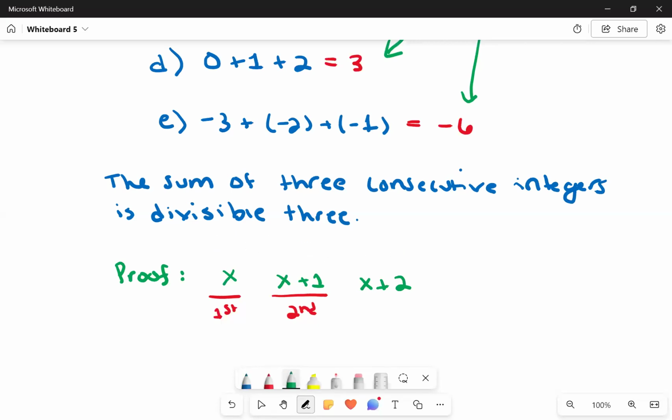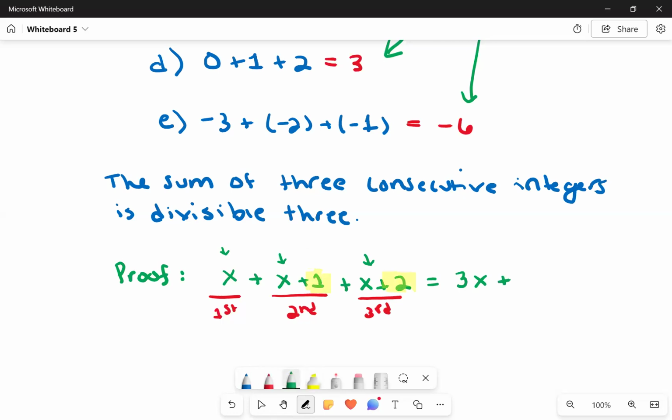And look what happens if we add them up. Again, this is going to use just a little bit of algebra. Sorry, let me go ahead and call this the third integer. We're going to add up the x's first. So how many x's do I have? I have 3 of them. And then I'm going to look at the numbers now. So if I add up the 1 and the 2, those add up to 3 also.